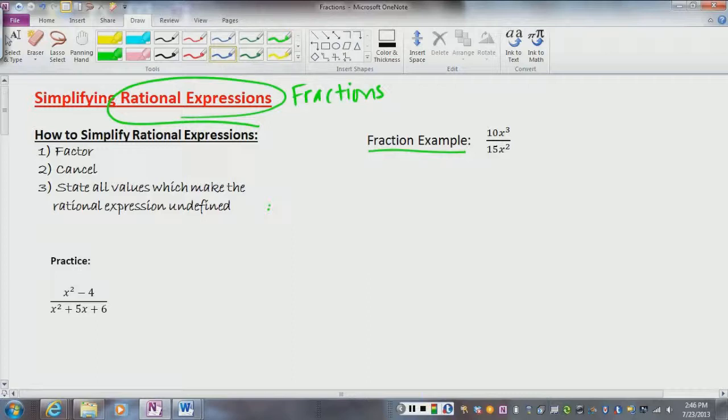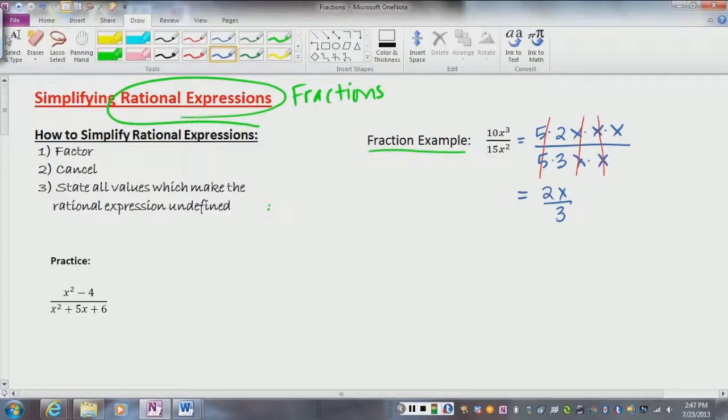I'm going to take 10x cubed divided by 15x squared. I'm going to break this down. I'm going to rewrite this as 5 times 2x times x times x over 5 times 3x times x. And we're going to reduce all of the factors of 1 that we see. I notice I have 5 divided by 5. 5 divided by 5 is 1. I can cancel that. I also notice I have an x in the numerator and an x in the denominator. And here's another pair of x's that I can reduce. And then I gather the leftovers. The leftovers in this case are 2x over 3.